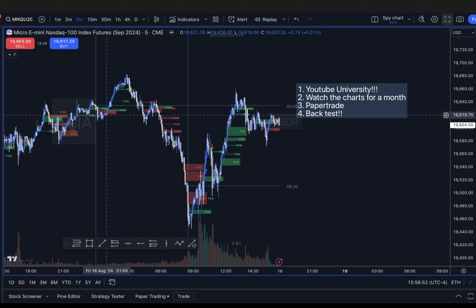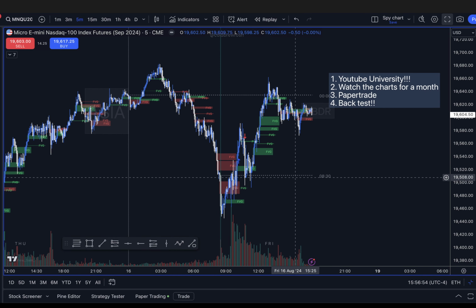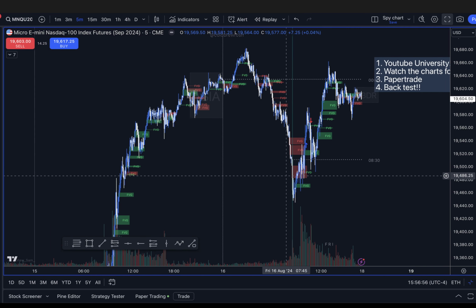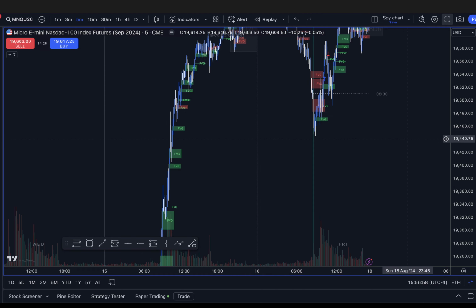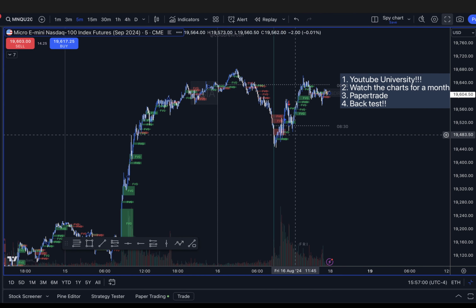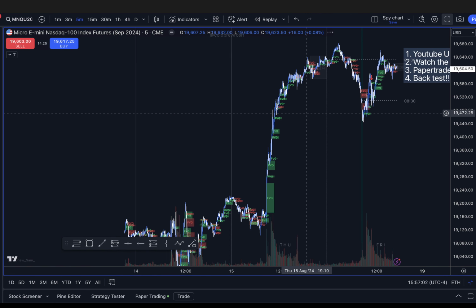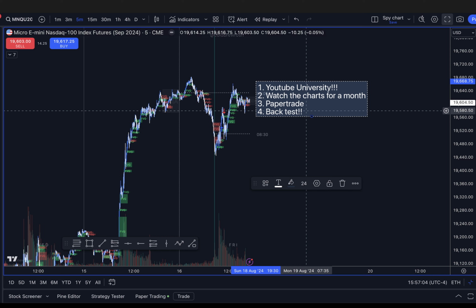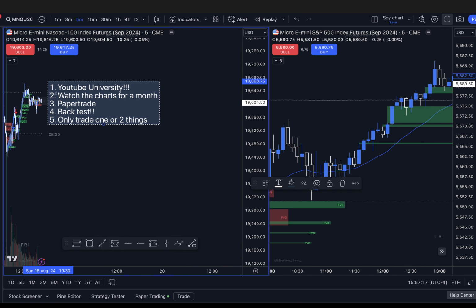If it's a trend line, support and resistance, supply and demand, whatever you trade, just come watch it for a month and see what time frames it happens in. And most importantly, number 5, only trade one or two things. So I only trade the NASDAQ. I watch ES because of SMT, so I do watch the ES and the NASDAQ, but my trading got so much better once I only watched one thing.